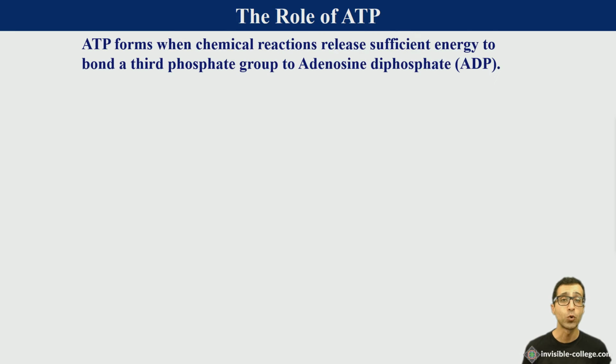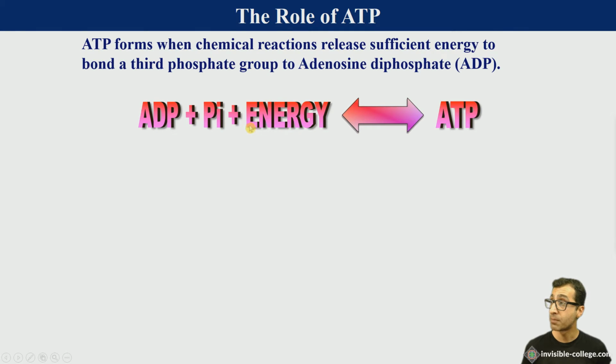So ATP forms when chemical reactions release sufficient energy to form a bond with a third phosphate group from ADP to an inorganic phosphate. So this is how we form ATP. Now this reaction, this phosphorylation of ADP to form ATP, is reversible.